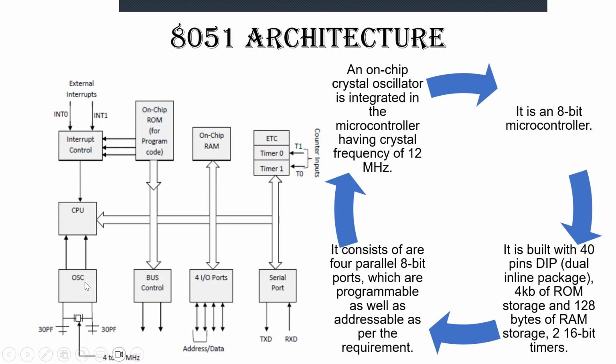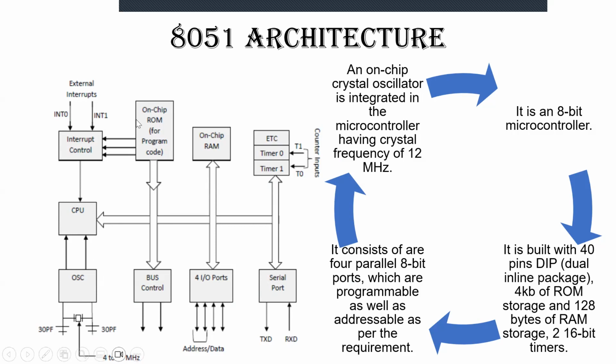And you have a crystal oscillator, which is integrated in the microcontroller, and the frequency of the oscillator is 12 megahertz. Already we know that it has a central processing unit. It has interrupt control and 2 pins attached to it, the external interrupts INT0 and INT1. These pins will indicate to the microcontroller the high and low priority tasks.